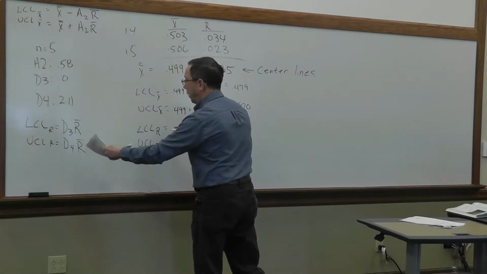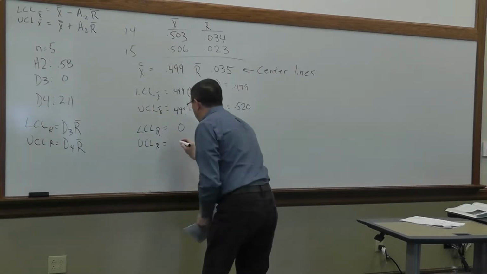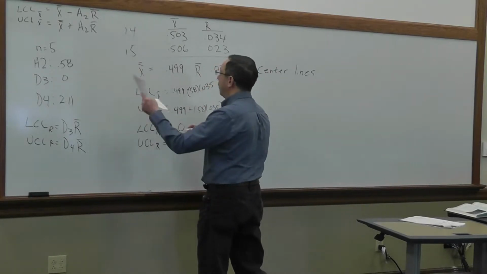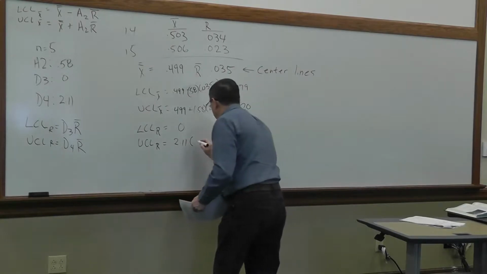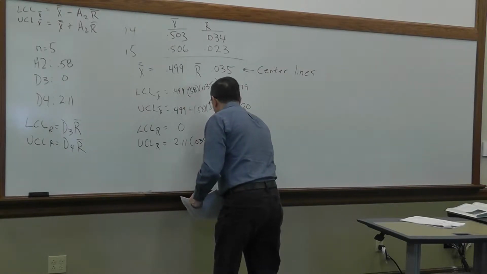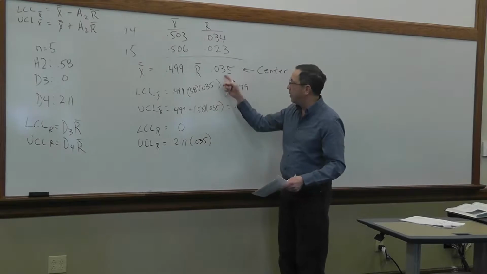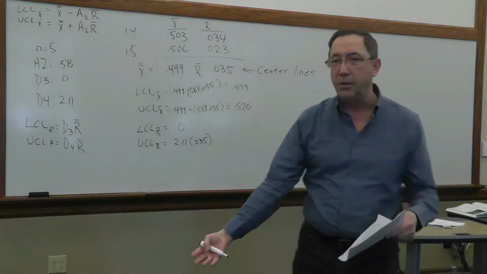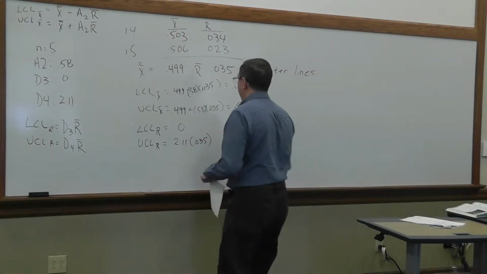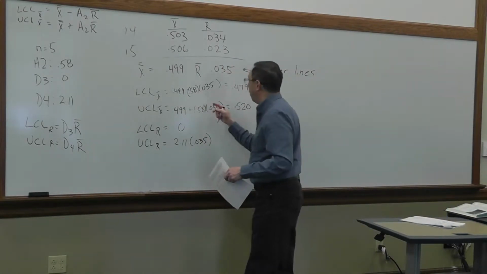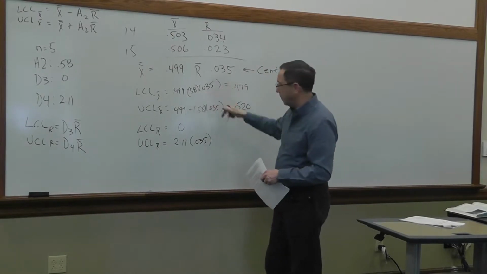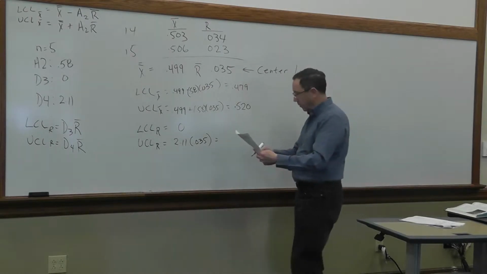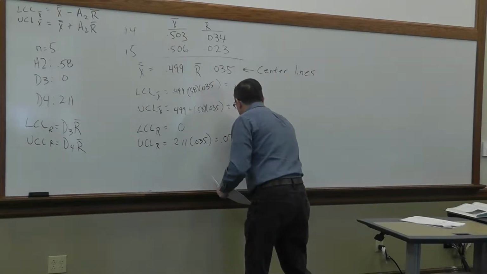Upper control limit, 2.11. That's a D4 times our R bar, which is 0.035. You can start seeing when we're working with small numbers like this, you need to have your calculator doing more than 2 digits. Typically, I would go at least 3 and sometimes 4 if these numbers get really, really small. But in this case, that should be 0.07 something, right? 0.074.